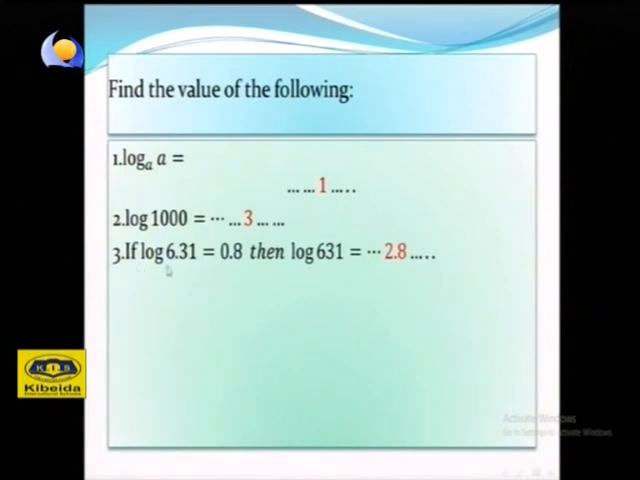If log 6.31 equals 0.8, then log 631 is equal to what? If I want to find the logarithm, I have to look at the numbers here and count the number of whole digits. Here I have 3 whole digits, and then subtract 1, that will give me 2. If I have decimal numbers, the whole number is equal to 0. So if it is a decimal number, I need to use the board.